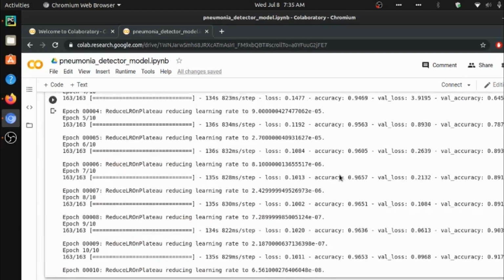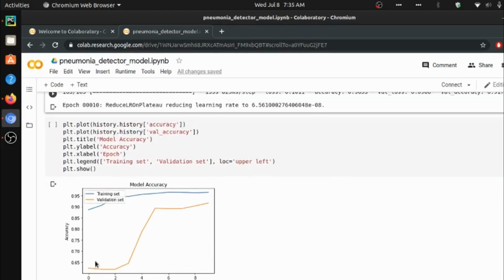So after training we get this particular result. As you can see, with each passing epoch, what is an epoch basically? An epoch is when our model takes rounds in training. In the first round it has trained, it checks its output with the validation set, and whatever loss it has got, that is known as the cost function.